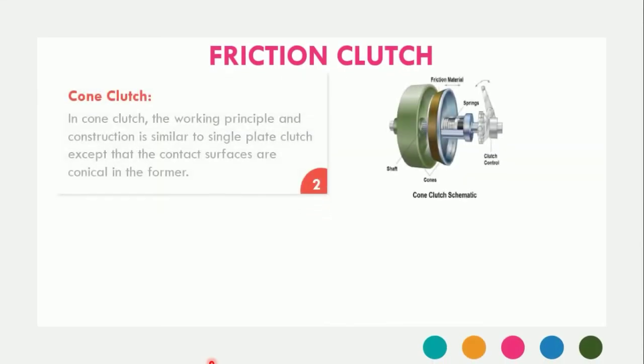So second one is cone clutch. Cone clutch is very similar to your single plate clutch in its working principle, but in construction it is somewhat different. Here you find that the plates of the plate clutch or disc clutch get replaced with conical formers. Here there are two conical formers, which engage with one another and accommodate in one another, and their shape is somewhat conical. So according to that construction, the clutch is called a cone clutch.